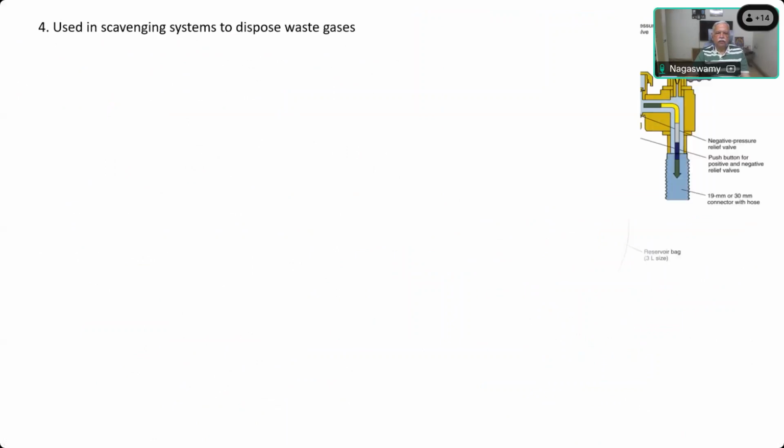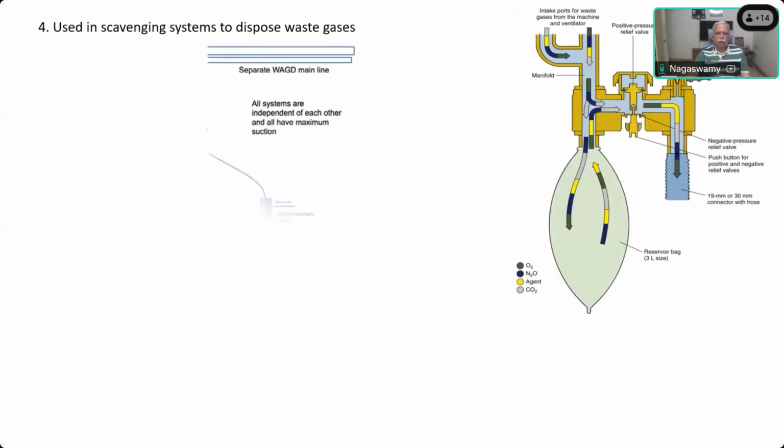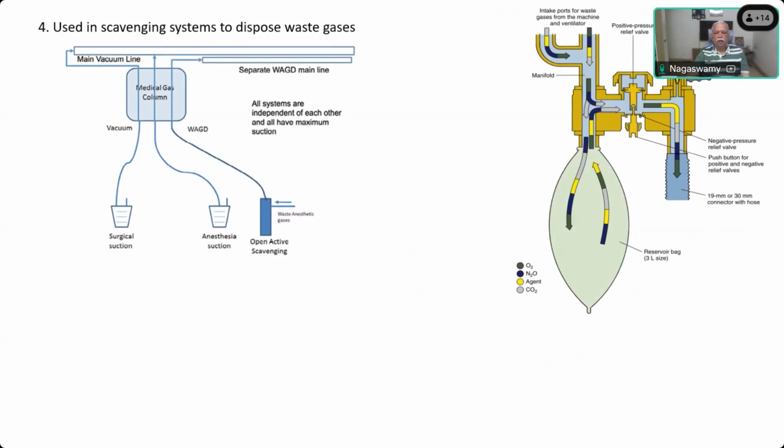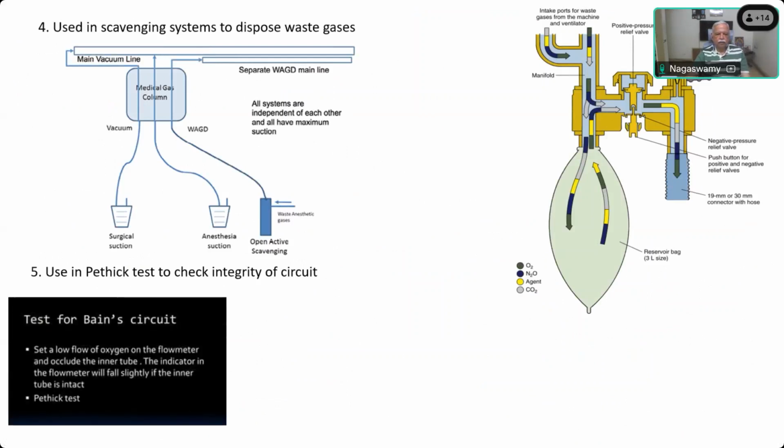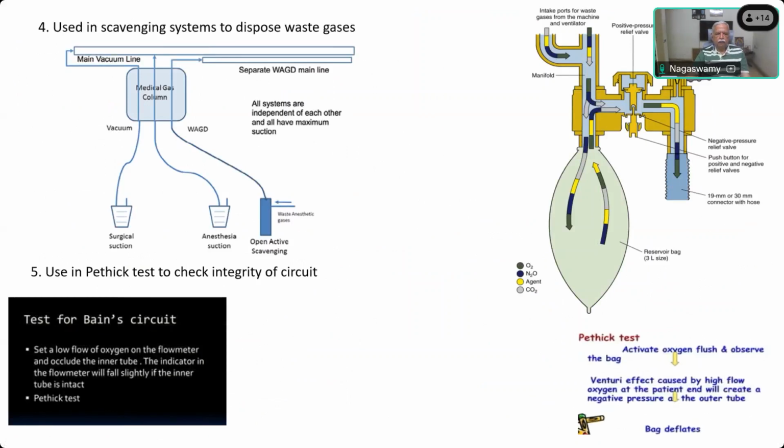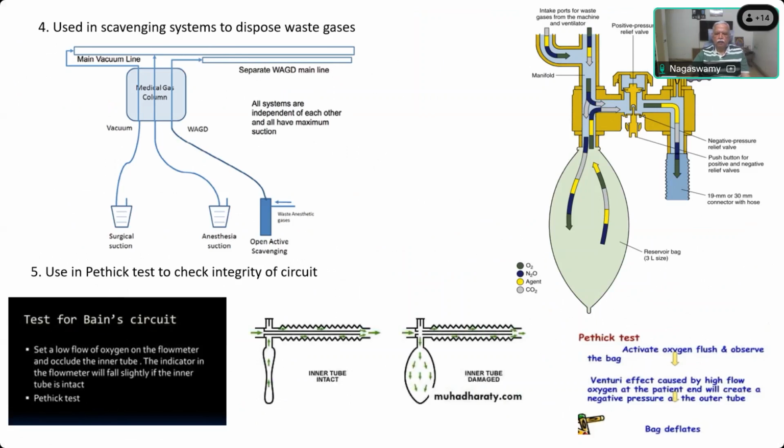Then it is used in scavenging systems also. In the modern anesthesia machine, this is the scavenging structure which is there. And it is used in the Pethick test to check the integrity of the circuit. This is one of the applications you have to mention in your answer. And set for a low oxygen flow. How you do the Pethick test is commonly asked in the examination to identify the integrity of the circuit. You can see if the bag is full, that means the inner tube is damaged. Only when the bag collapses does it indicate that the inner tube is intact.